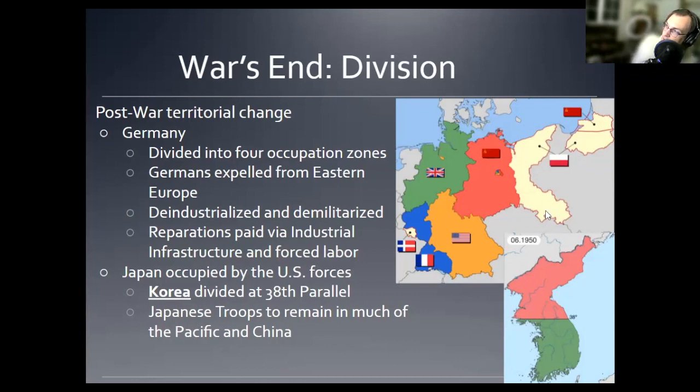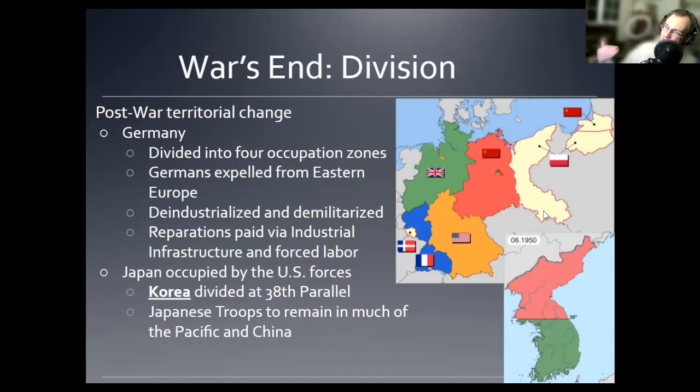In the east, Japan, while it was originally going to be partitioned and occupied like Germany, in the end the British didn't have the money, the Chinese just weren't interested, so the Americans agreed to occupy the home islands. However, they did agree to partition the Japanese colony of Korea in two, and so it was decided a couple of months before the end of the war to divide Korea at the 38th parallel.